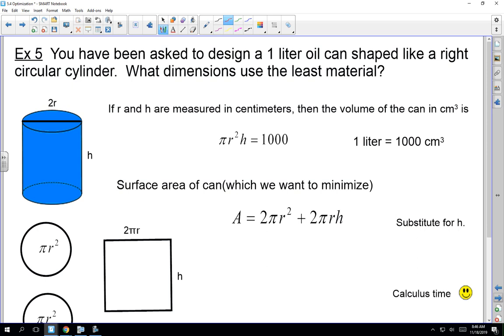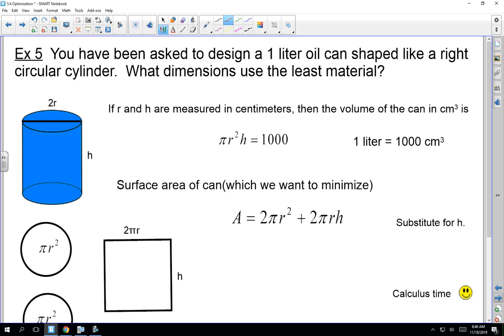So this is example 5. You've been asked to design a 1-liter oil can shaped like a right circular cylinder. What I've done on some of these is taken old pre-responses and added them to the examples. This is the type of thing you might see on there. They would have other parts to it. They wouldn't just ask this one thing. They might add in some kind of rate of change, like they might be filling it with water or something like that.